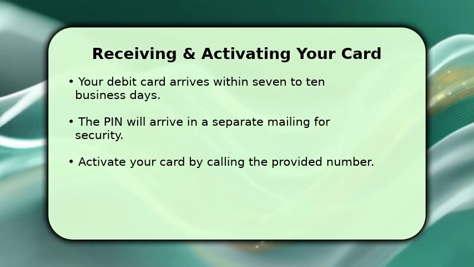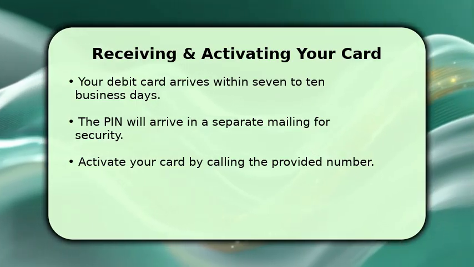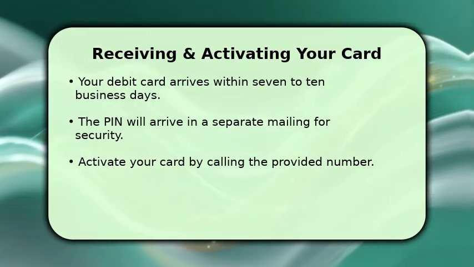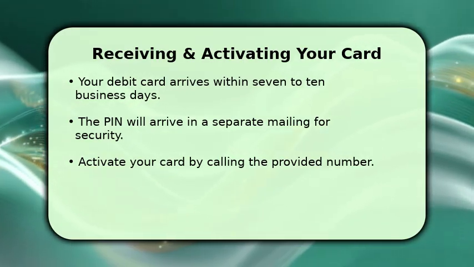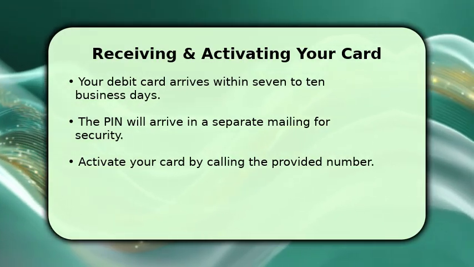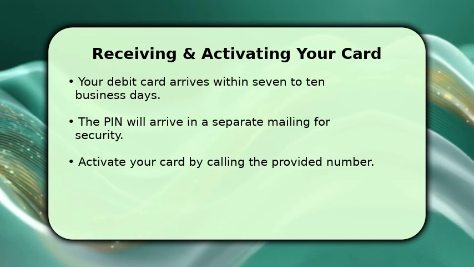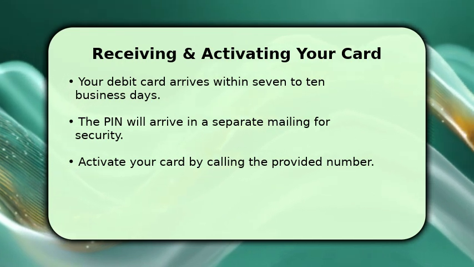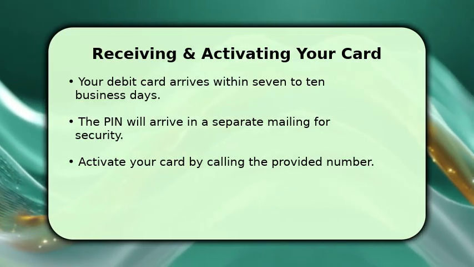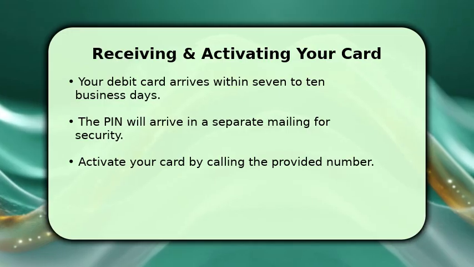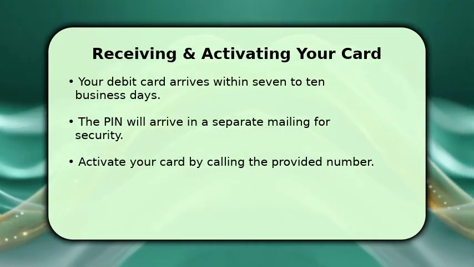After your application, expect your Charles Schwab debit card to arrive within 7 to 10 business days. For security, your personal identification number, or PIN, will be sent in a separate mailing. Once you receive your card, you'll need to activate it by calling the automated phone number provided. You can also add your activated card to a mobile wallet for convenient digital payments.